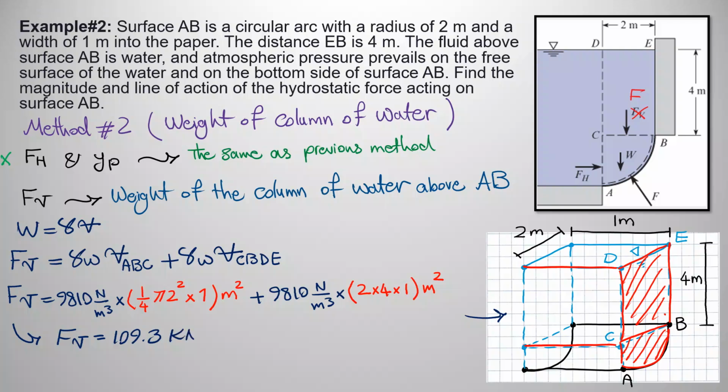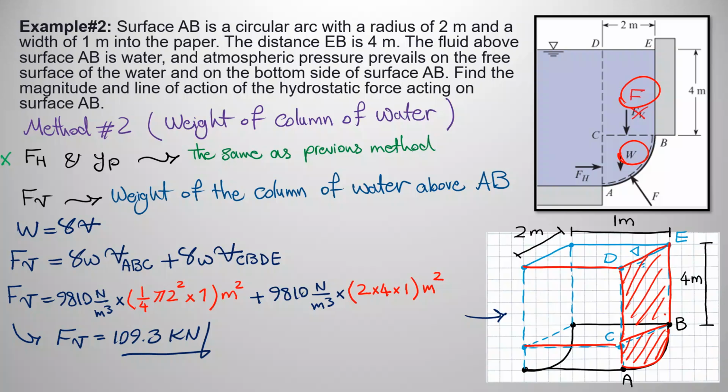109.3 kilonewton. And this is exactly what you found based on the previous method that your textbook suggests. So as you can see, this method is a little bit easier because you do not need to calculate F separately and W separately, right? You just calculate the weight of the column of water above AB. Now you might ask, then how do we calculate the location? The location that FV is basically exerted on or acts on.